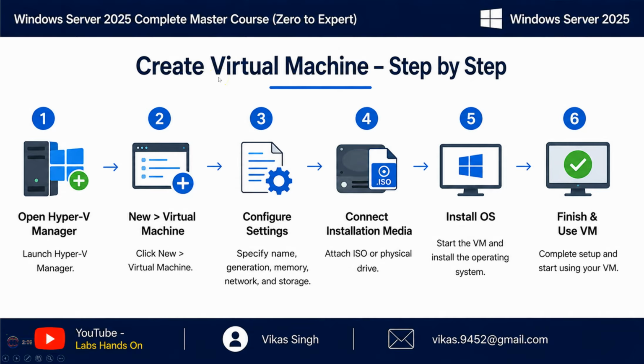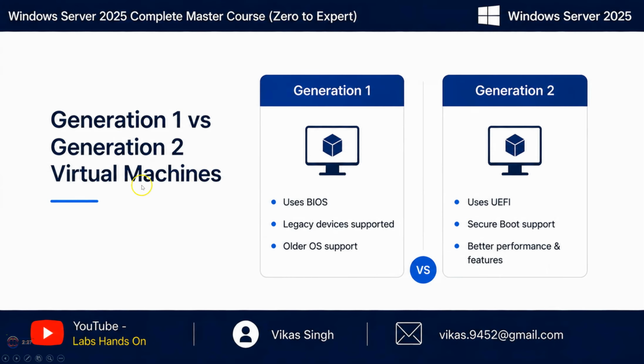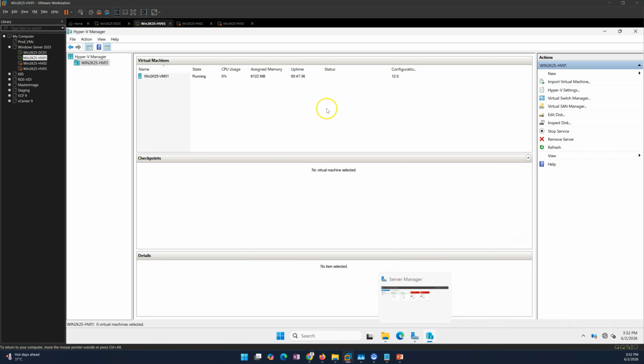The process is very straightforward for creating a virtual machine step by step on Hyper-V. Open Hyper-V manager, click New, and then select New Virtual Machine, configure the settings, connect the installation media, install the operating system, finish and complete the setup, and start using the virtual machine. So we'll go ahead and do the same.